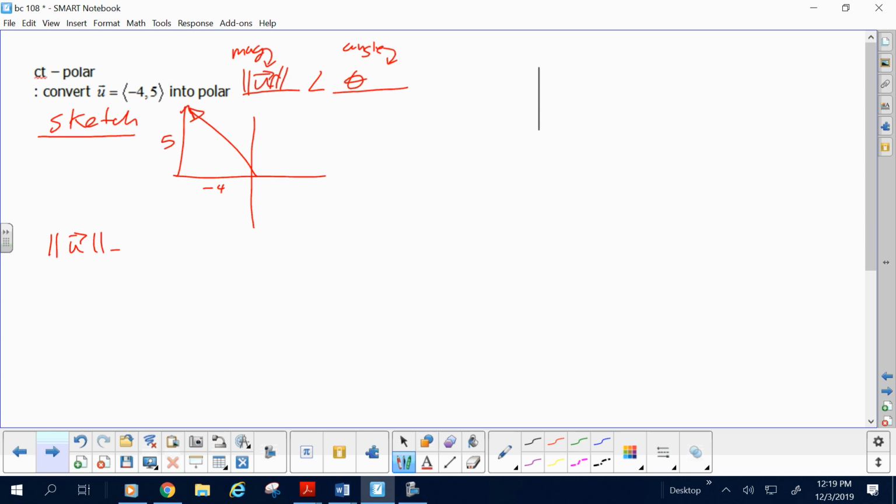Pythagorean theorem. So the magnitude is the square root of 41, did you say? Okay. Do we all agree with that?